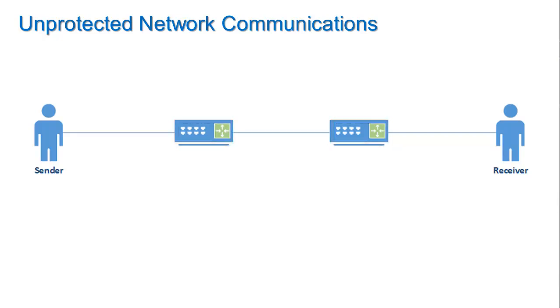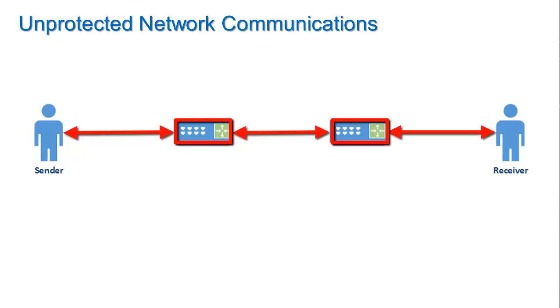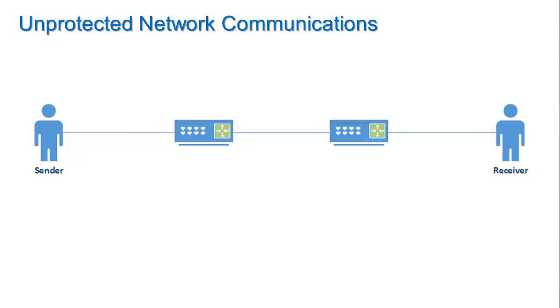If the message is unprotected, then its contents could be read or modified at any point while the message is in transit. Specifically, the message could be read or modified by wiretapping any of the communications links between the sender and the receiver, or by using appropriate malicious software or hardware at any of the nodes through which the message must pass while in transit.